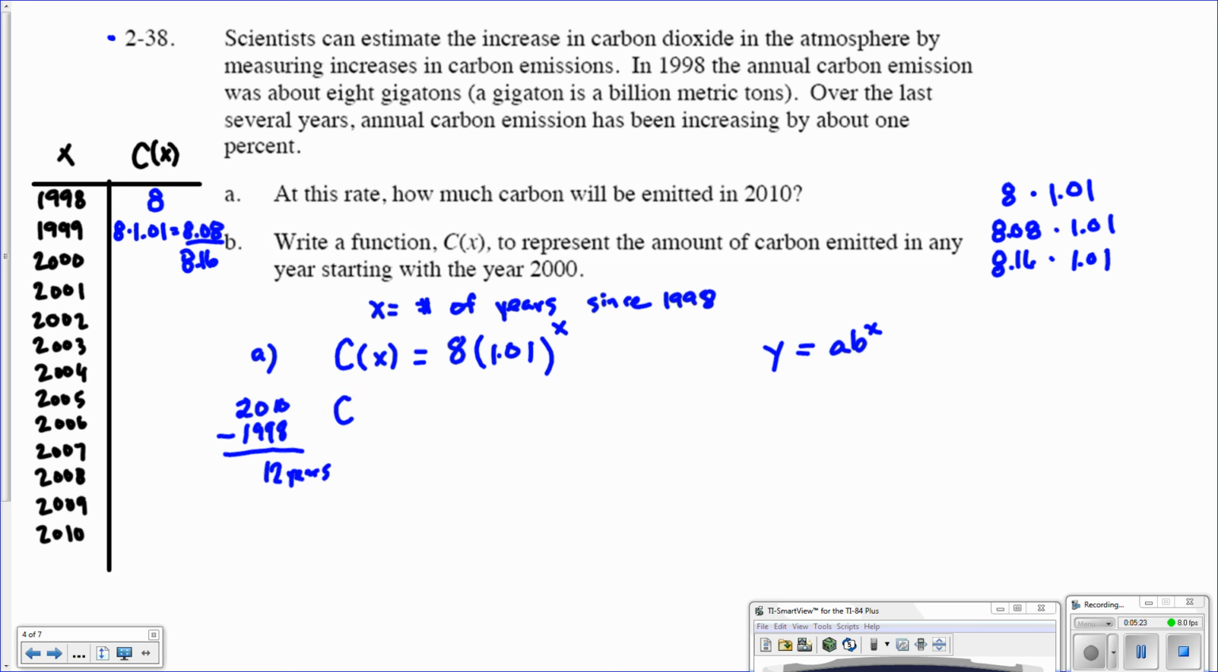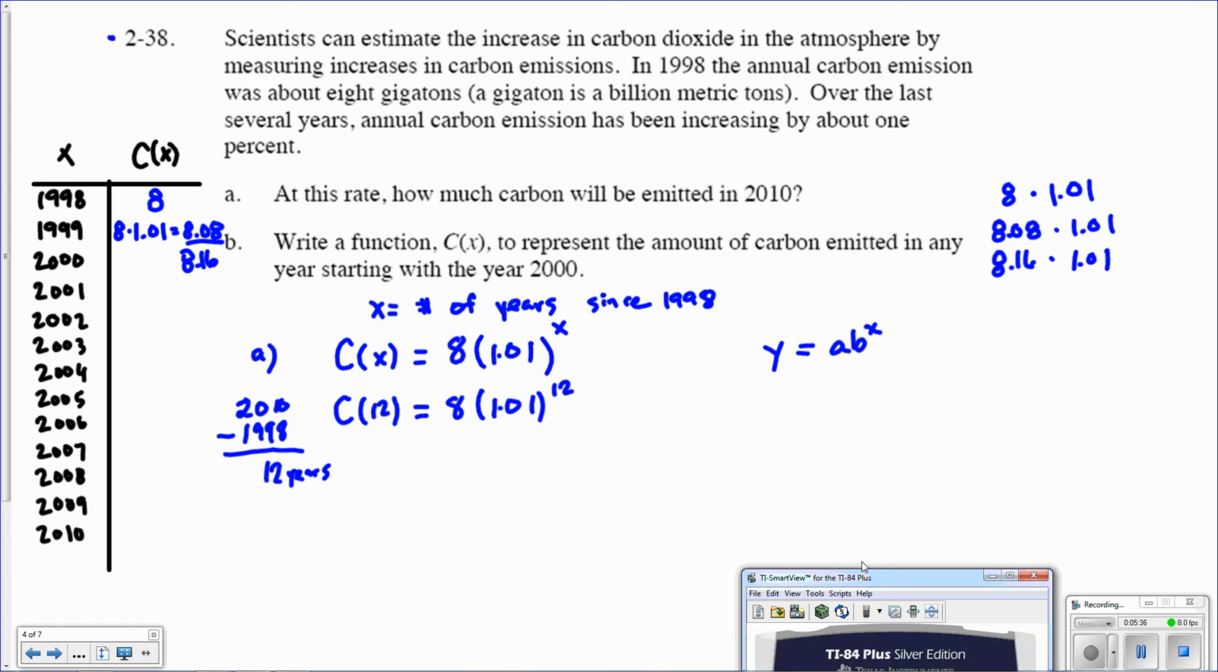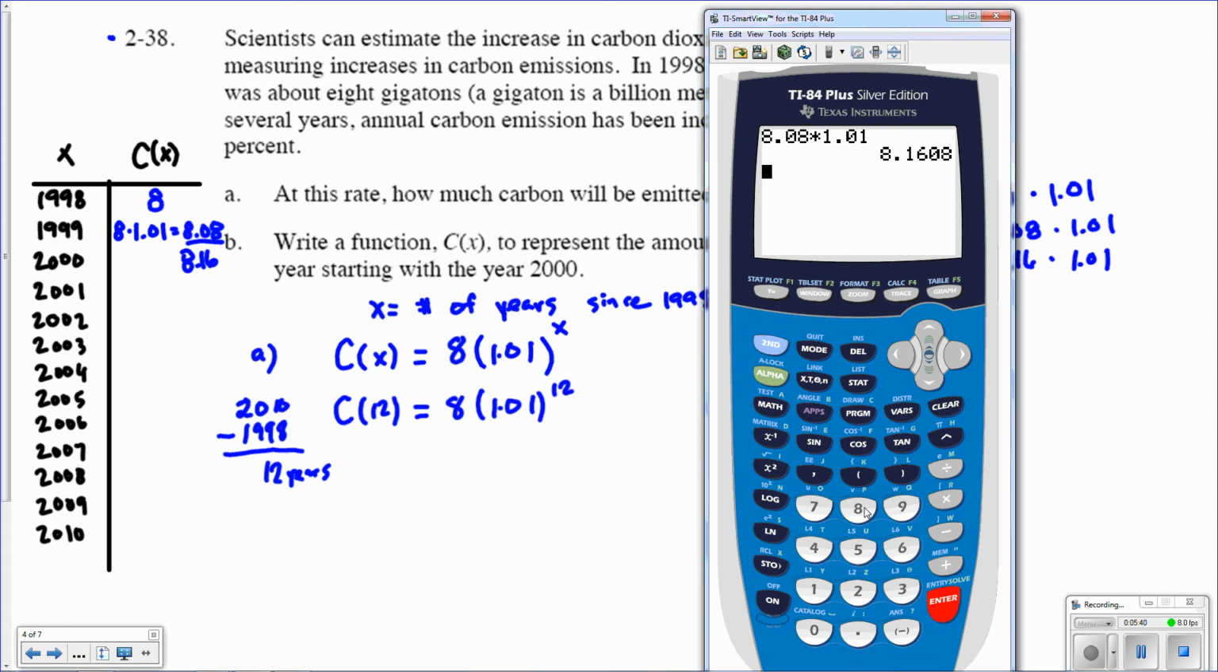So let's solve this here. Let's plug in our 12 for the number of years. We're just going to simplify this part using our calculator. Nothing wrong with that. So we're going to do 8 times 1.01, showing that it's increasing by 1%, for 12 years. And you'll see we get 9.0146. Let's round to the nearest thousandths place, so 9.015.